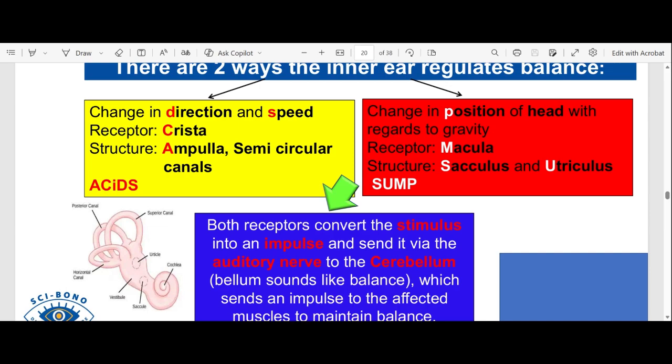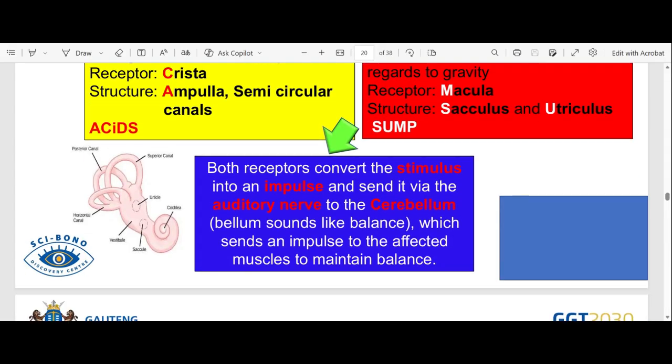Where is it located? It's located in the sacculus and utriculus. So that's where SUMP comes from. So let's start here with P. We're starting in the front, right? So when the position of your head changes with regards to gravity, the maculae in the utriculus and sacculus is stimulated. Does that make sense? So it makes it easy for you to remember the whole process. But now let's get into the processes and explain both in detail.